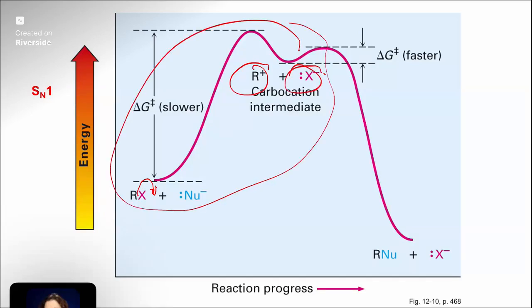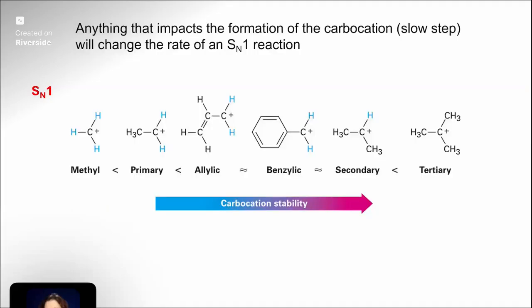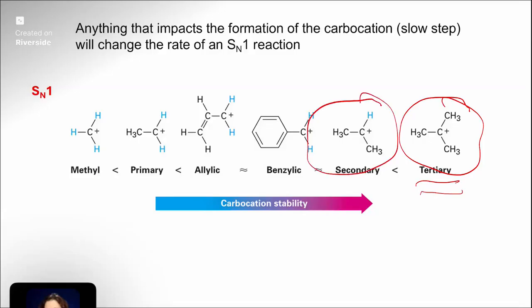This is the reaction that determines the rate. And anything that can stabilize a carbocation makes the reaction faster. Turns out that the more alkyl groups you have, the more stable the carbocation. Tertiaries are more stable than secondaries, which are more stable than primary.